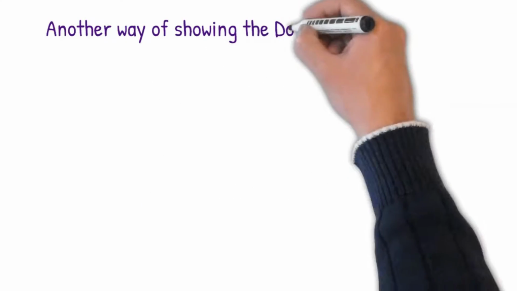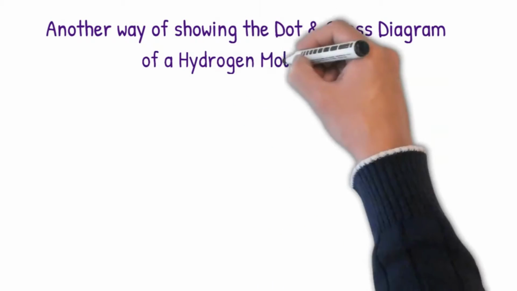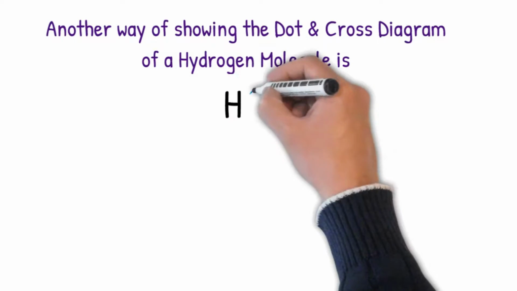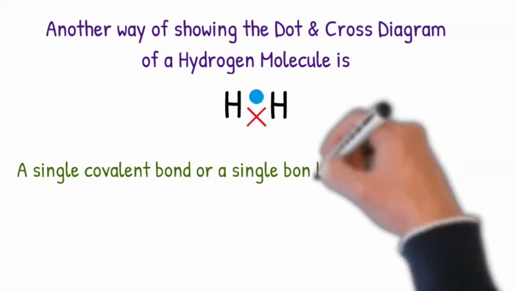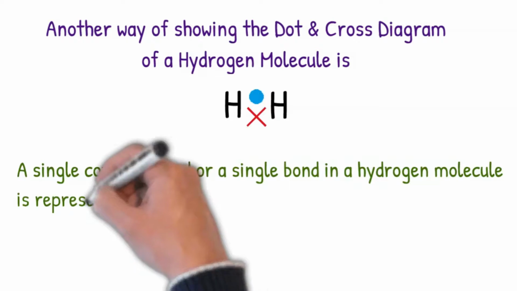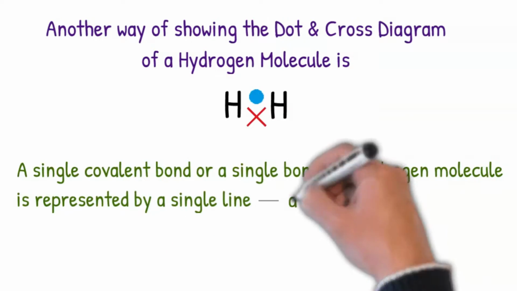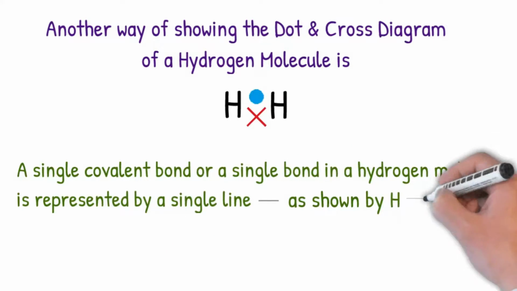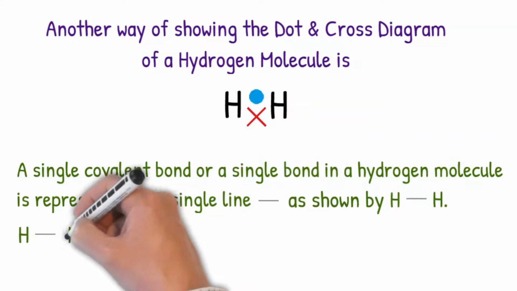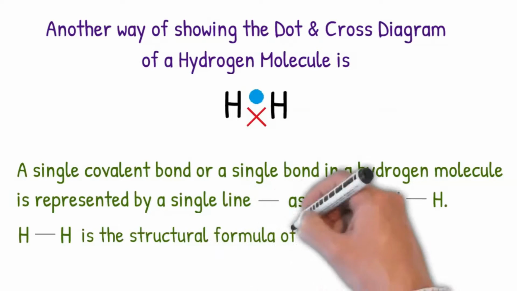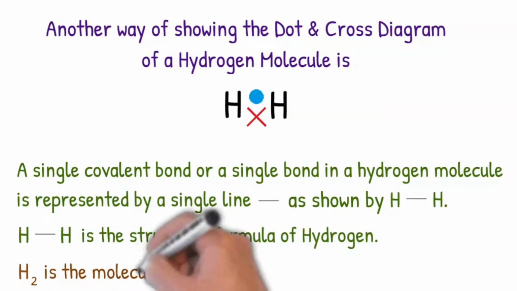Another way of showing the dot and cross diagram of a hydrogen molecule is this. A single covalent bond, or a single bond, in a hydrogen molecule is represented by a single line, as shown by H, one covalent bond, H. H, one covalent bond, H, is the structural formula of hydrogen. H2 is the molecular formula of hydrogen.